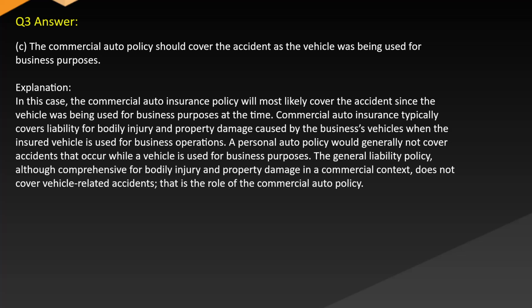Explanation: in this case, the commercial auto insurance policy will most likely cover the accident since the vehicle was being used for business purposes at the time. Commercial auto insurance typically covers liability for bodily injury and property damage caused by the business's vehicles when the insured vehicle is used for business operations. A personal auto policy would generally not cover accidents that occur while a vehicle is used for business purposes. The general liability policy, although comprehensive for bodily injury and property damage in a commercial context, does not cover vehicle-related accidents. That is the role of the commercial auto policy.